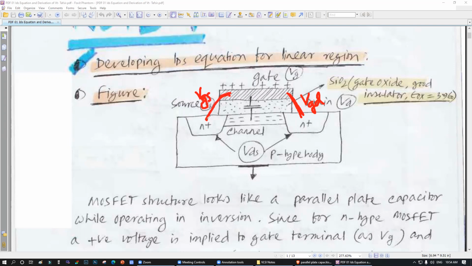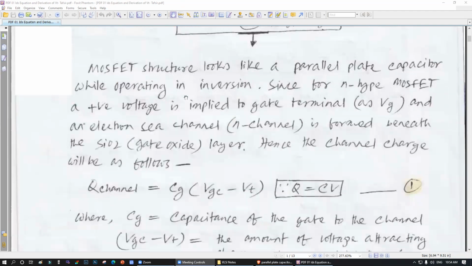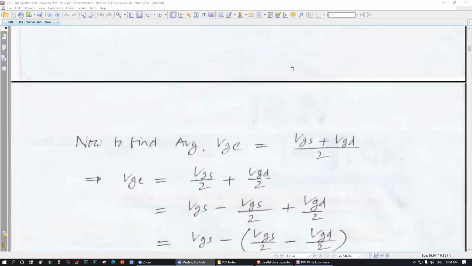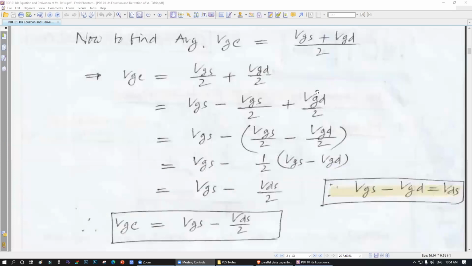Got my point? So you know this voltage and this voltage, and you have to find the voltage at the middle. How to do that? This plus this divided by 2. If you add them and average them, VGC is equal to VGS plus VGD divided by 2.